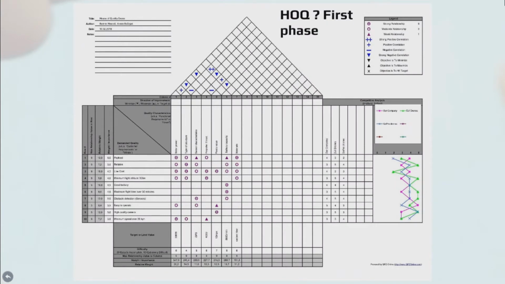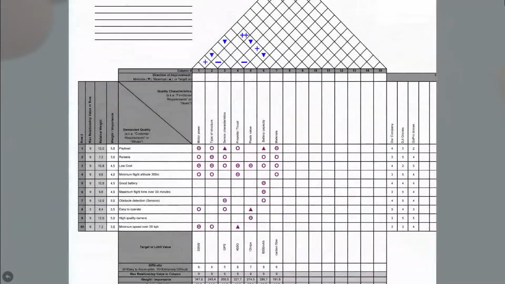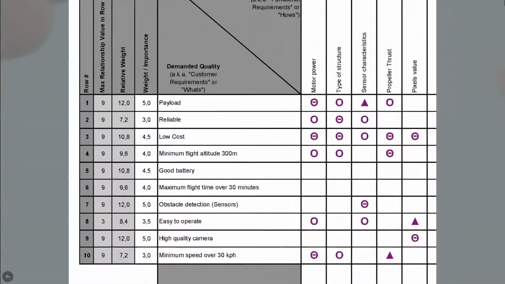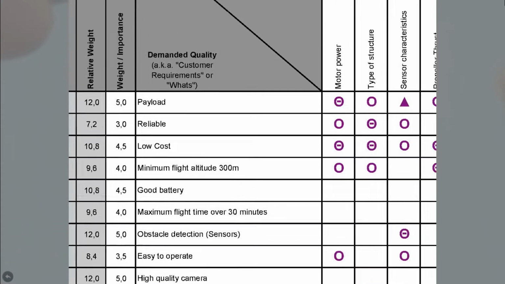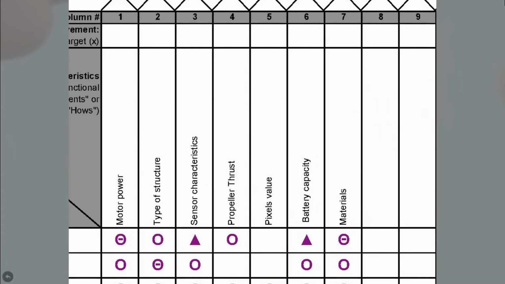First, I'm going to introduce you to the customer requirements. The first of them was payload, after that reliability, low cost, minimum flight altitude of 300 meters, good battery, maximum flight time over 30 minutes, obstacle detection with sensors, easy to operate, high quality camera, and minimum speed over 30 kilometers per hour.